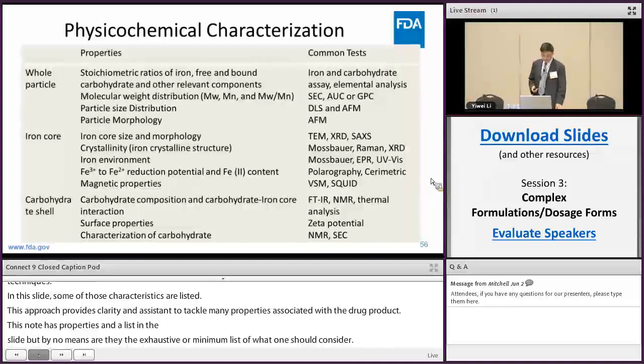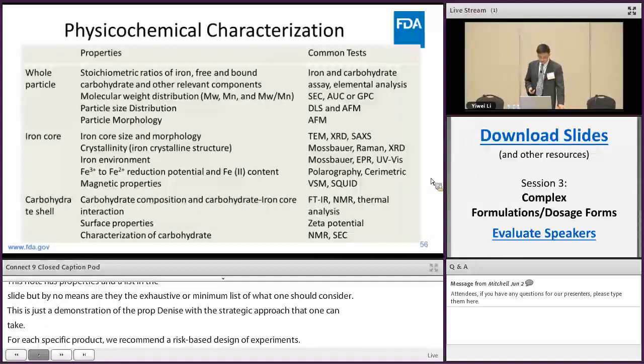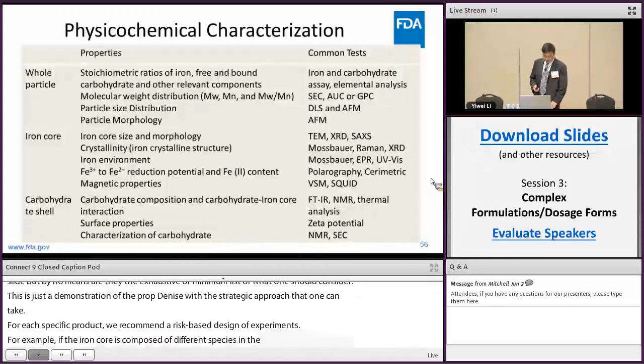For example, if the iron core is composed of different iron oxide species, then the content of each iron oxide would be of high interest. On the other hand, if the carbohydrate shell is made of modified carbohydrate units, then perhaps the modification pattern on the carbohydrates or the ID of the substitution groups would need to be analyzed as well.